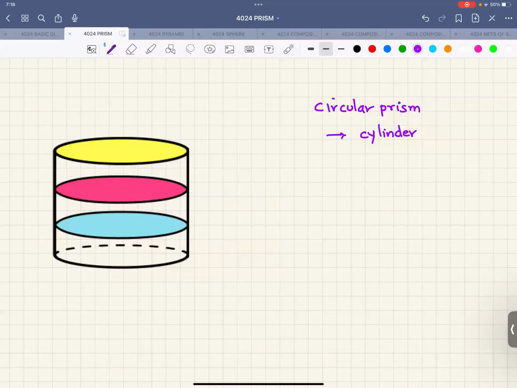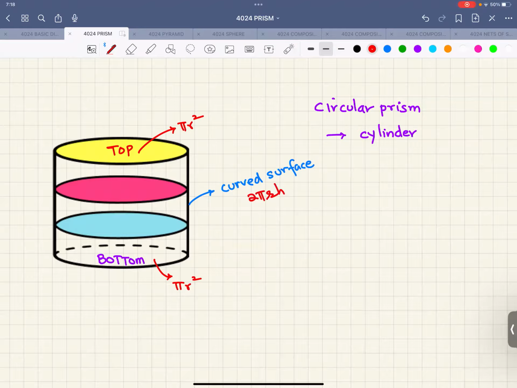Now, if I talk about this, this is the top, and then this is the bottom, and then this we have already studied, the curved surface area. And we can add up all the areas. The top has an area of pi r square, that's a circle. Bottom has an area of pi r square. Curved surface area is 2 pi r h. Therefore, the total surface area is the sum of all the areas, that is 2 pi r square, because we are adding this and this, plus 2 pi r h.